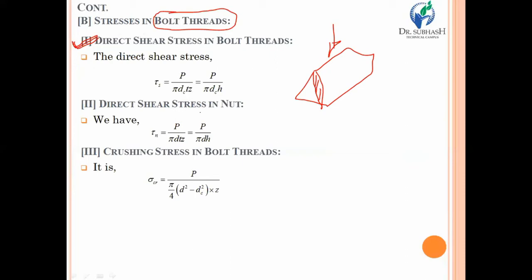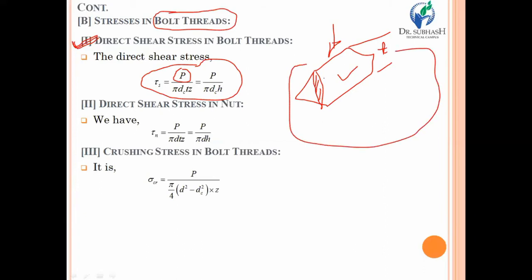The direct shear stress equation for the axially loaded threaded joint becomes tau s is equal to P upon pi dc T into Z, in which dc is the core diameter, P is the external force, T stands for the thickness of thread, that means this T, and Z is the number of threads engaged with a particular nut, that is over here. By simplifying that relation, ultimately you get P upon pi dc into H. Here, H is the height of the nut, and that is always equal to the thickness of thread times the number of threads.